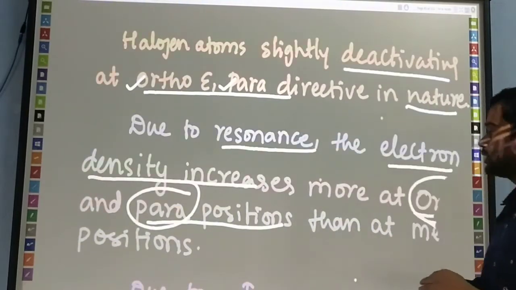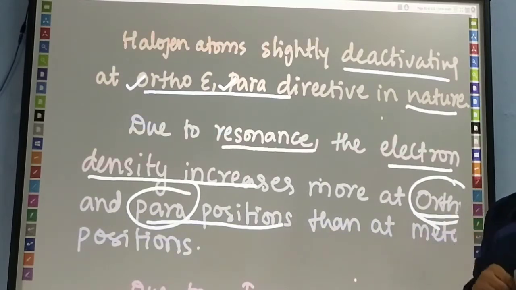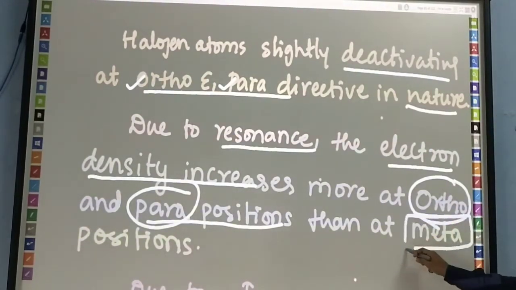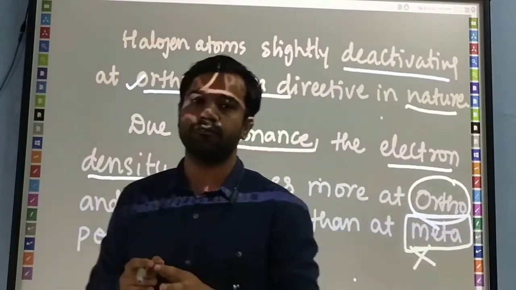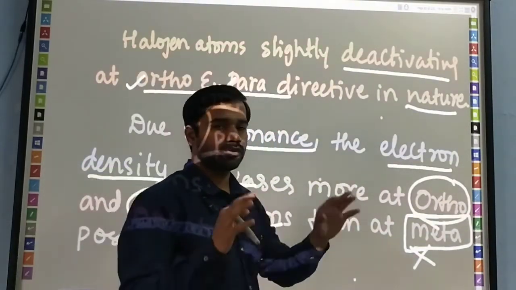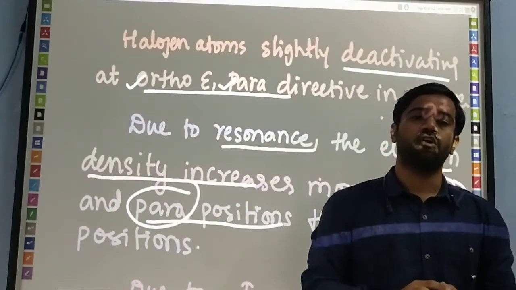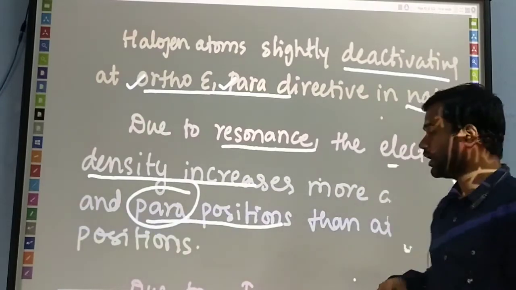The main reason is the electron density. The electron density is very low at the meta position. That's why no product, either minor or major, is going to be formed at the meta position. The major or minor products are formed only at the ortho and para positions.